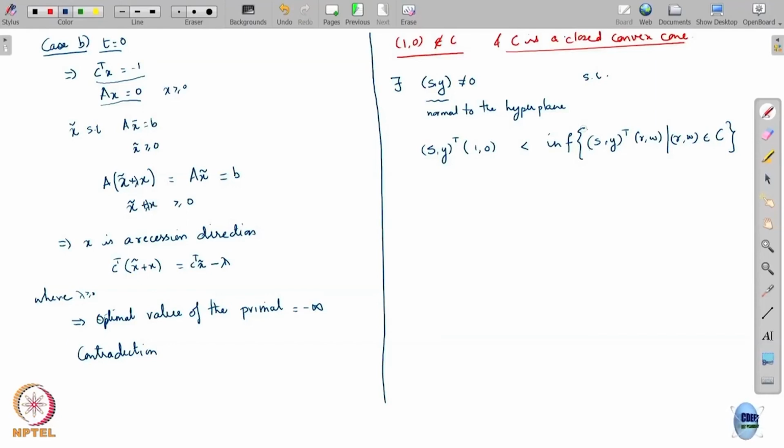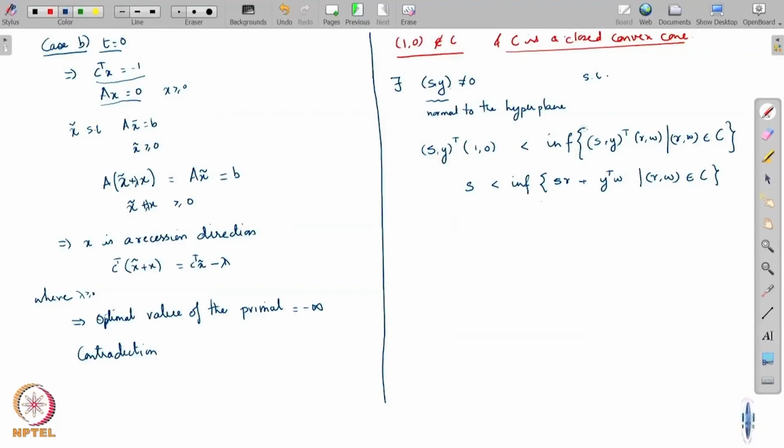Now, let us just evaluate this. (s, y) transpose (1, 0) is simply s, that is my left hand side. The right hand side is the infimum of s times r, because they are both scalars, plus y transpose w. These are both vectors of length m, as (r, w) belongs to C. So, now s must be less than this, and we know that (s, y) as a vector as a whole is not equal to 0. That means it cannot be that all its components are 0.